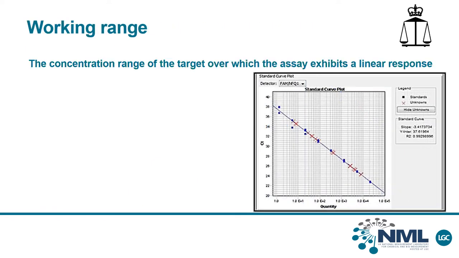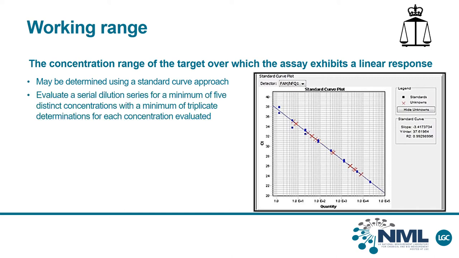The working range of an assay describes the range of target concentrations over which the measurement response of the assay is linear. It may be determined using a standard curve approach in conjunction with a broad range of target concentrations. It is recommended to use a dilution series, for example a 10-fold dilution series, spanning a minimum of 5 levels of target concentration and with at least triplicate PCR reaction replicates at each concentration.